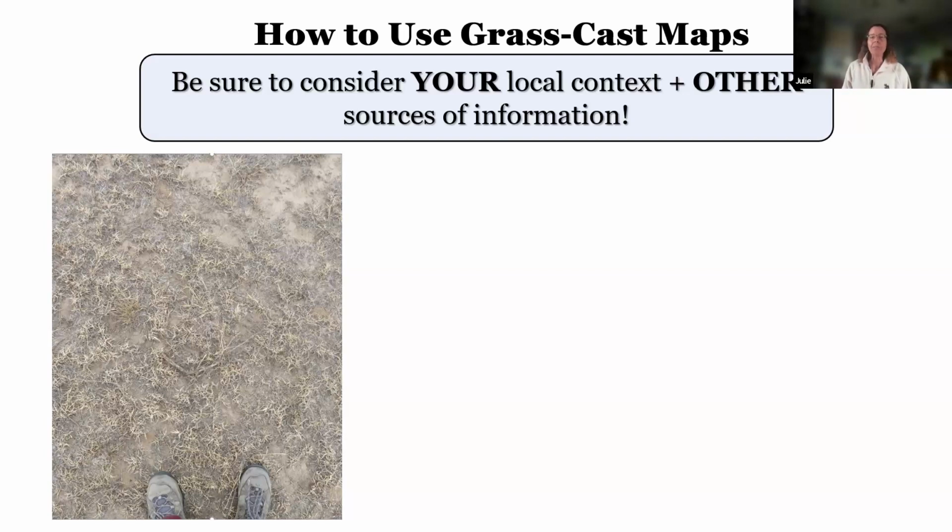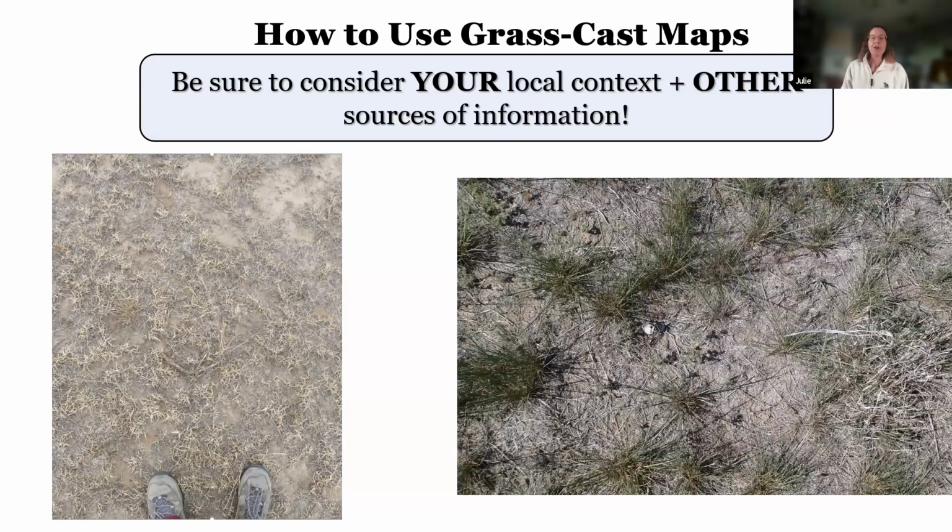GrassCast is a model. It's built on expected plant community makeup and health. GrassCast doesn't know what kinds of plants are currently growing in any particular location. It doesn't know what kind of management it's had. Were the plants grazed short? Or were they left fairly tall?